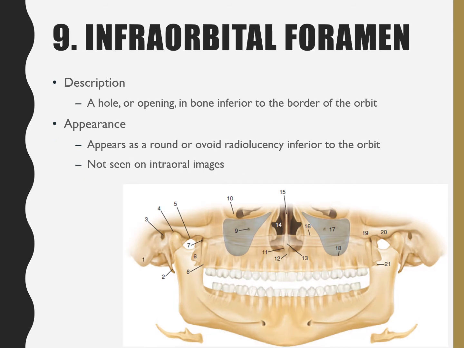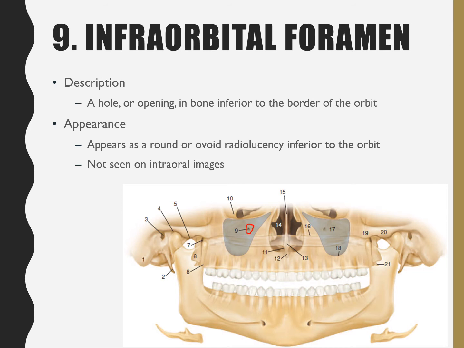All right, the infraorbital foramen. This is a pretty important foramen. It's number 9 right here on this radiograph. We're not talking about this blue blot right here. We're talking about the little tiny dark hole, this foramen that number 9 is pointing to. It is the infraorbital, which literally means below the eyeball, right? Foramen, which means a hole. It's below the eyeball hole. And it's a hole in bone inferior to the border of the orbit. It appears as a round or ovoid radiolucency inferior to the orbit. It literally tells you where it is. So it's not seen on intraoral radiographs, right? We only see it in panoramic or extraoral.